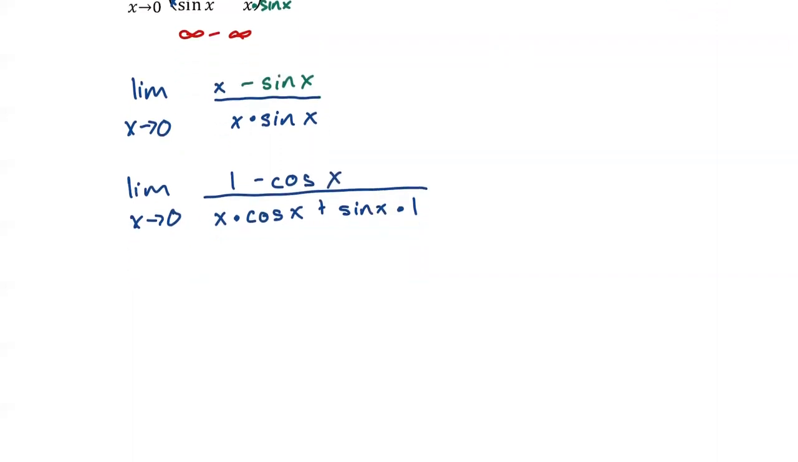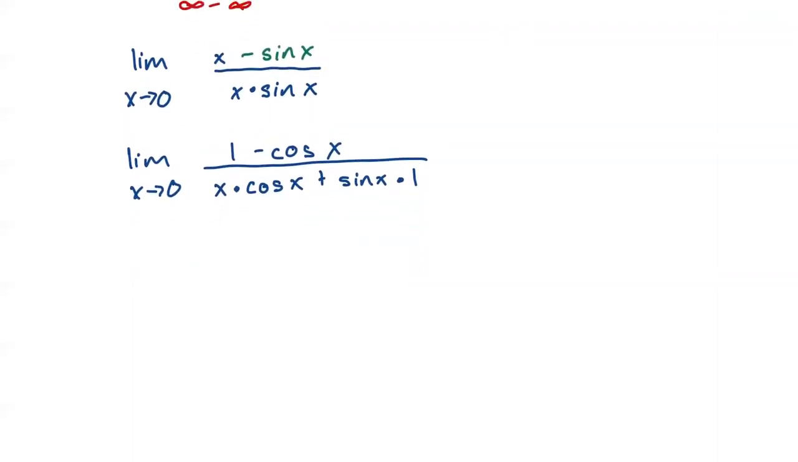Okay, now if you plug in 0 here, you get 1 minus cosine of 0 over 0 times 1 plus 0 times 1, which is 0 over 0 when everything is said and done. So again, I went through that a little quickly, but cosine of 0 is 1. So that is 1 minus 1 to give you 0. And same principle happening down here. All right, so that means we're going to have to use L'Hopital's rule again.